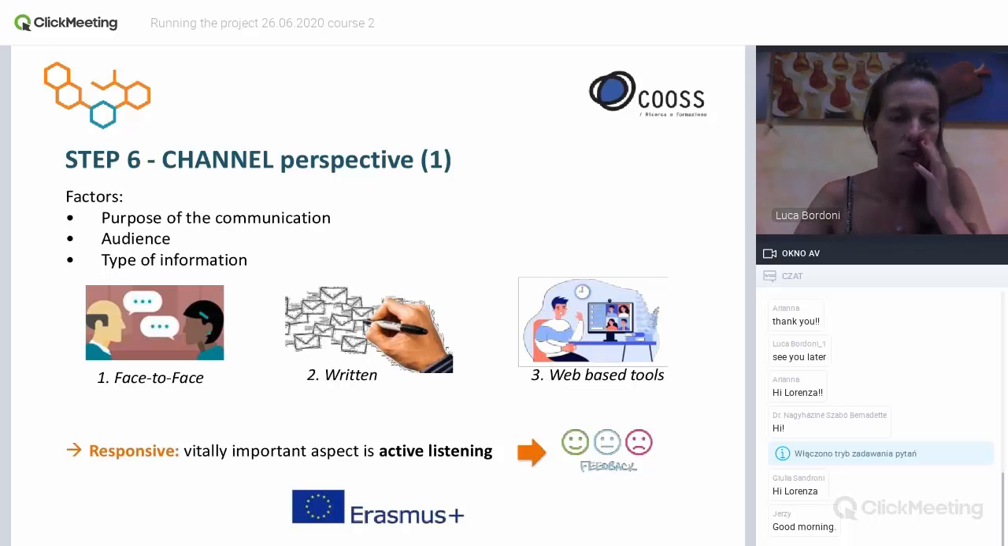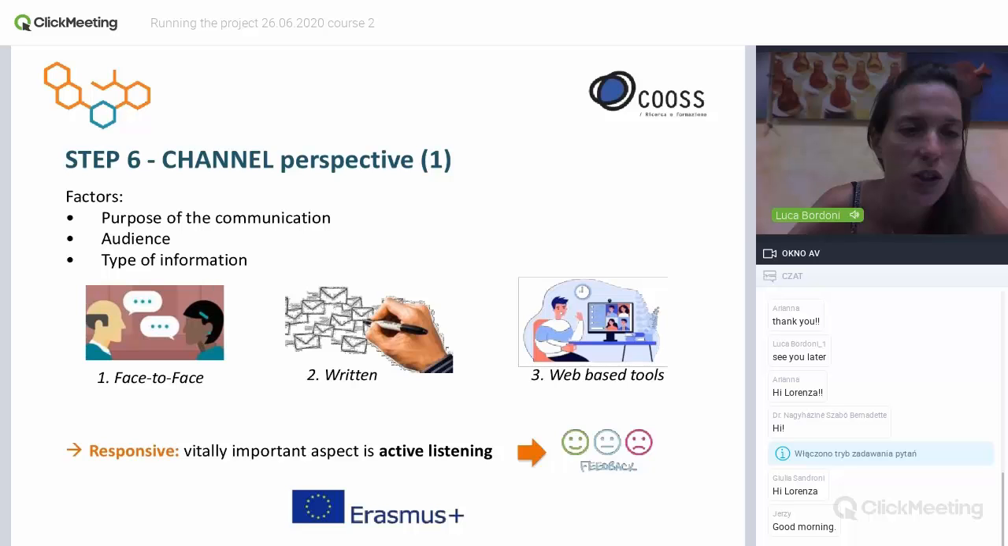And the factors that enter into the choice of the best channel are the purpose of the communication, that means the objective, the audience, that means the recipients, and the type of information. And in internal communication, the channels are generally of these three I listed: face-to-face communication, written communication, and web-based tools communication.